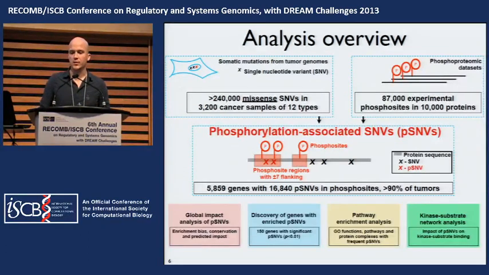Using that collection of mutations as our data set, we carried out several types of analysis. First, we looked at global trends affecting these types of mutations. Second, we zoomed in on specific genes where mutations of phosphosites are prevalent. Then we used pathway interpretation to look at rare variants and also more frequent variants. And finally, we looked at kinase-substrate interaction networks to get more mechanistic insights into how these mutations carry out their function.